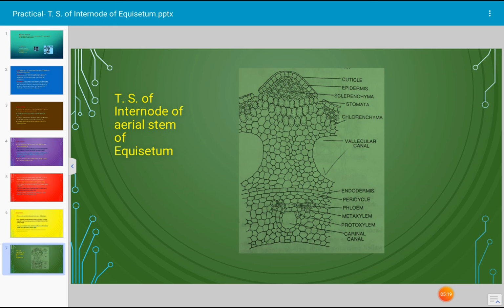This is all about the details of the transverse section of the internode of Equisetum.